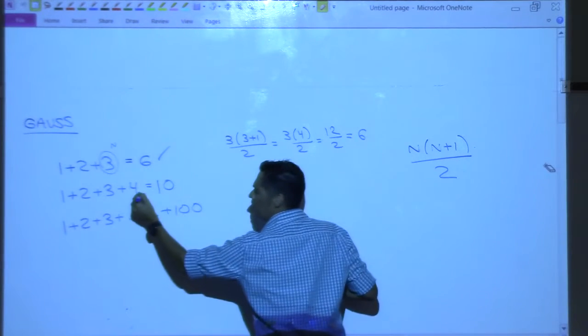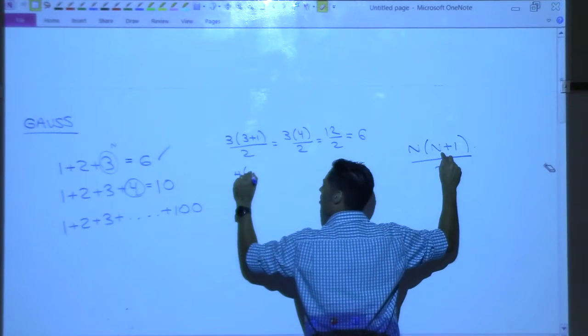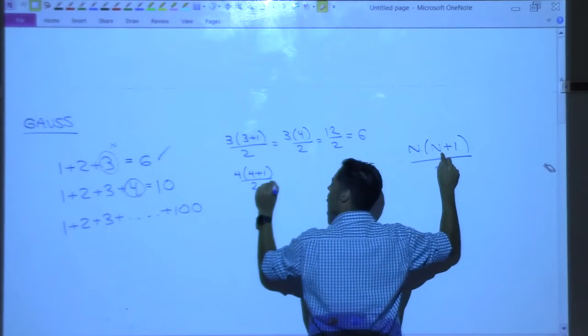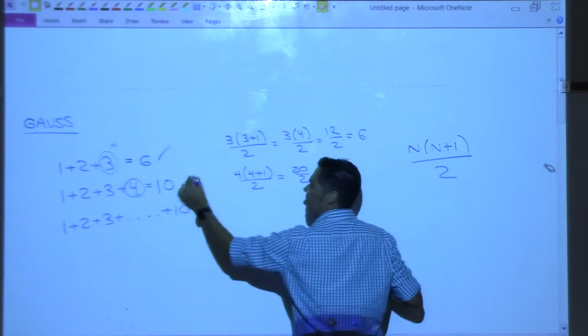If we did it for here, n would change to 4, wouldn't it? So this would be 4 times what? 4 plus 1, all over 2. And to go a little faster, this would be 20 over 2, which is 10. And that checks, right?